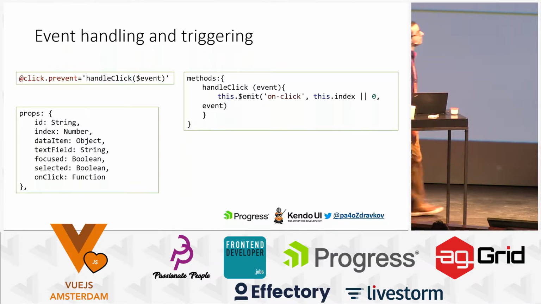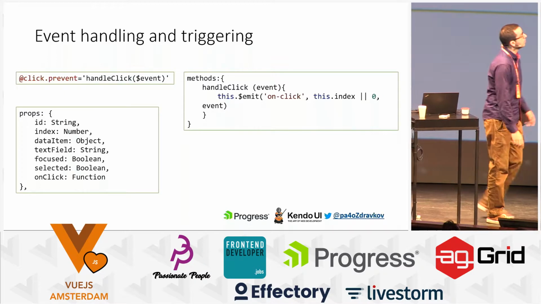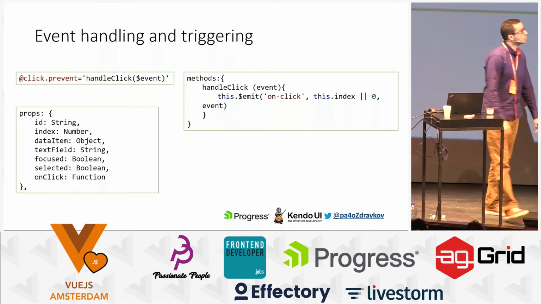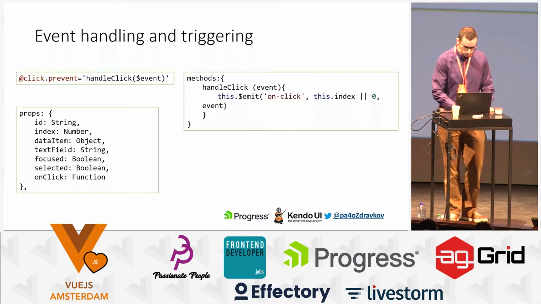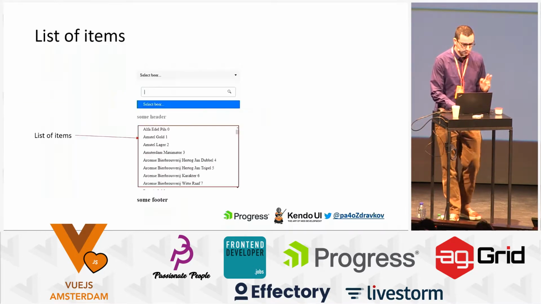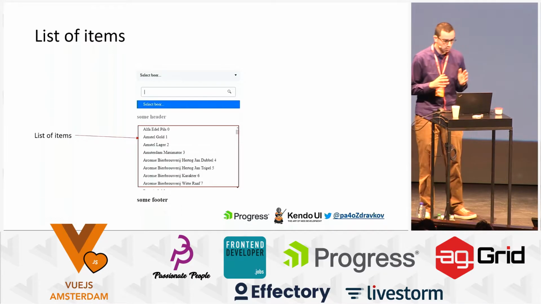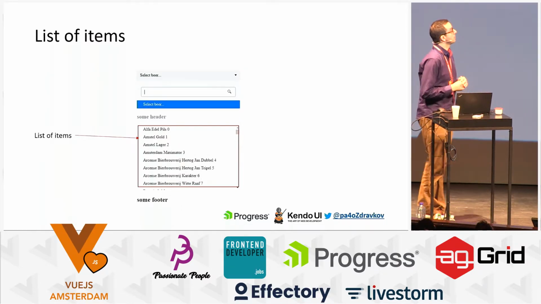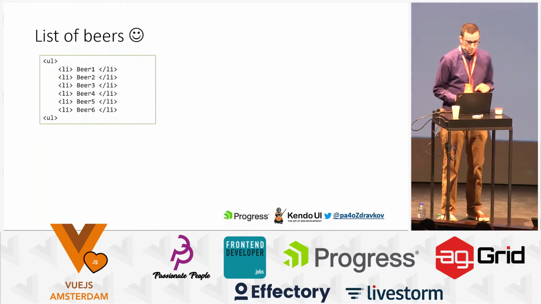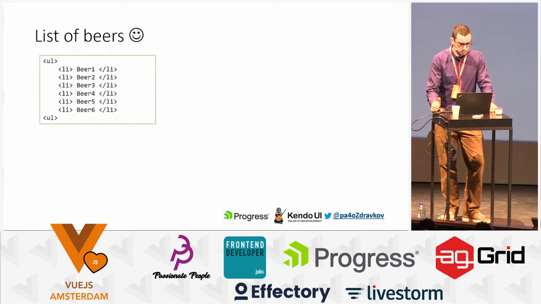If you want to emit after that the function to our parent component, we use the $emit function and pass our properties as parameters. And here are the props that I use for this very simple component. We can go on now with a list of items that will combine the items in the dropdown. But items are a little bit boring, so I'll go on with beers.